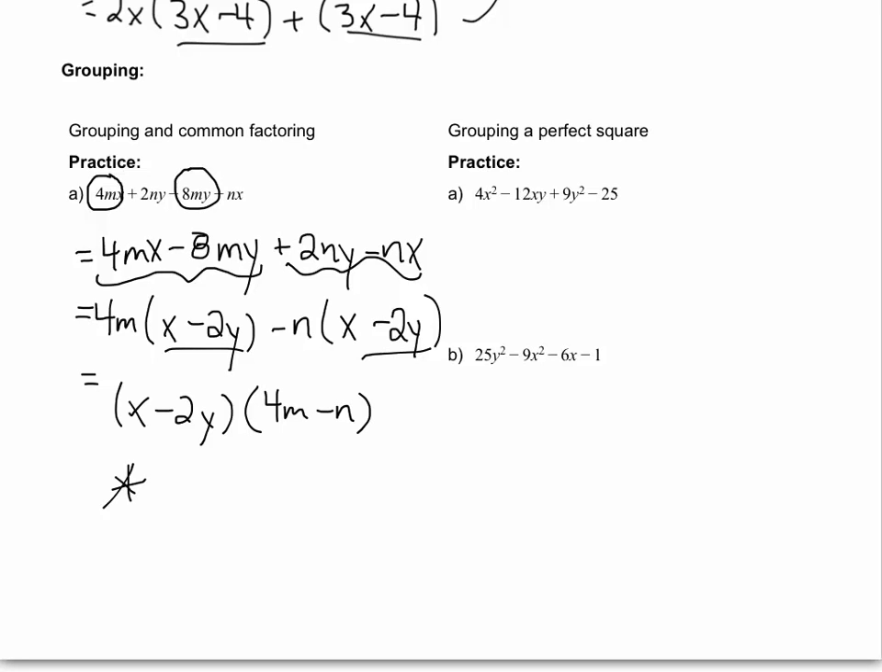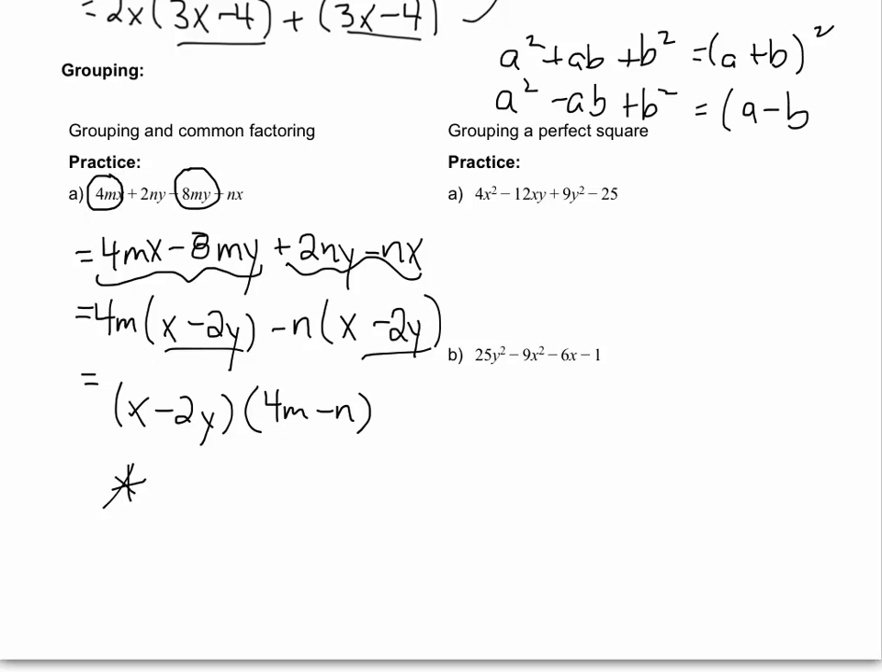Lastly, grouping a perfect square. We got to remember if you've got a squared plus 2ab plus b squared, that is going to factor as a plus b all squared. Also, if you have a squared minus 2ab plus b squared, that will factor to a minus b all squared.